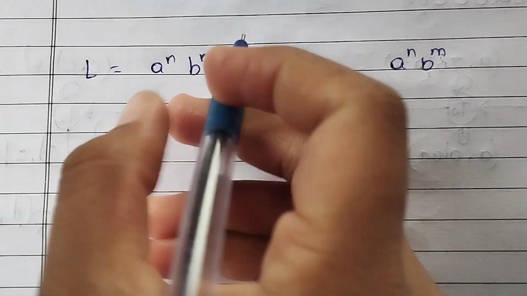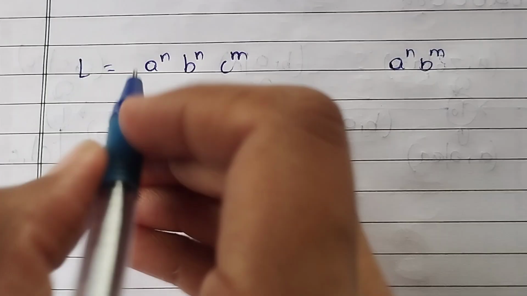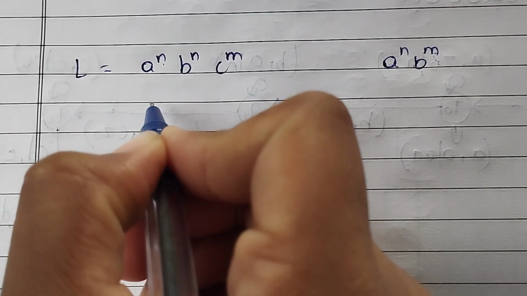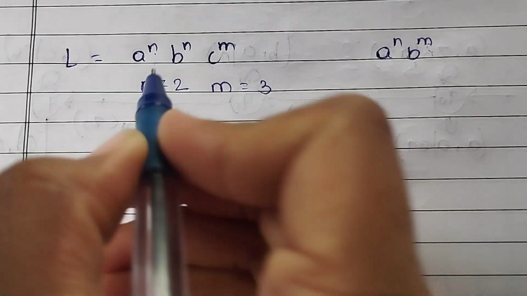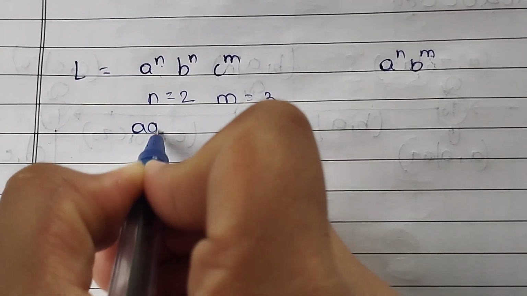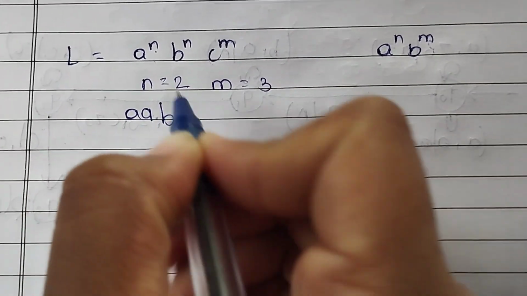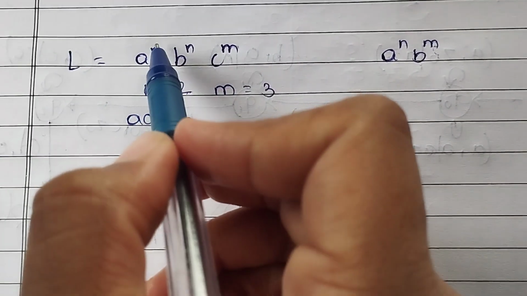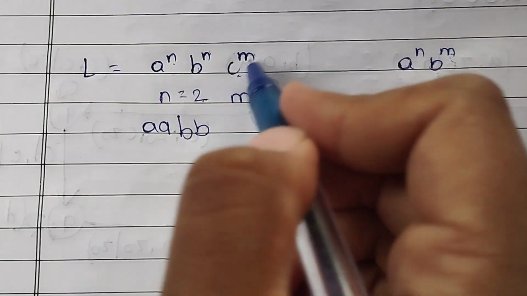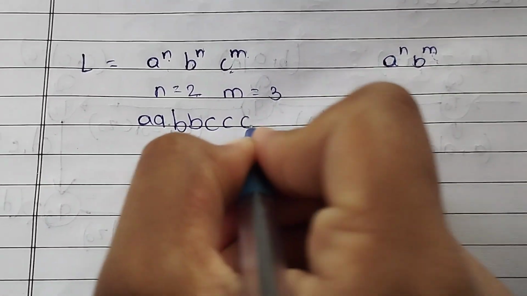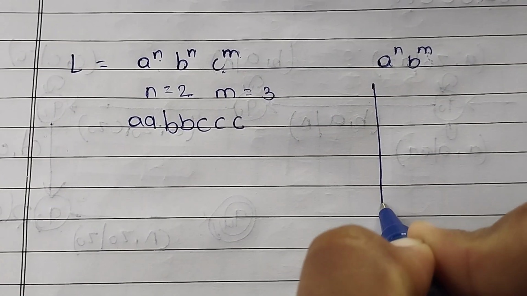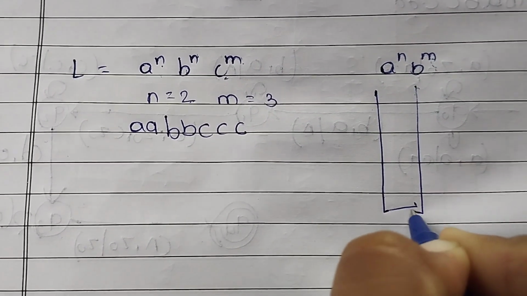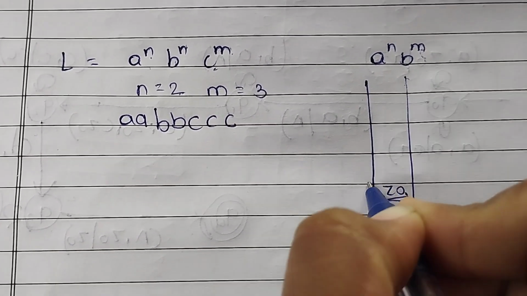For simplicity we consider an example. Let's suppose n is equal to 2 and m is equal to 3. So the string is AA, BB, because n is equal to 2. So A raised to 2, B raised to 2, and C raised to 3. So 1, 2, 3. This is the string we consider. Now this is the stack.